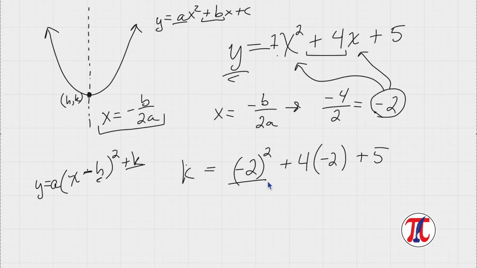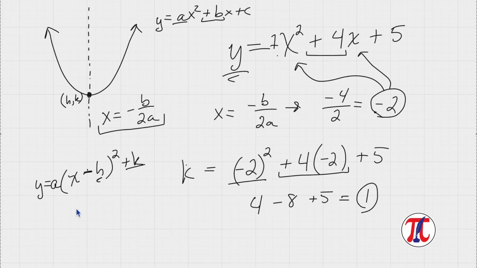Well, negative 2 squared is like saying negative 2 times negative 2, which is positive 4. 4 times negative 2 is negative 8. And then I have my plus 5 here. And when I do this calculation, 4 minus 8 is negative 4, plus 5 is 1. And I have the y value of my vertex. Now I can just put that into my vertex form.